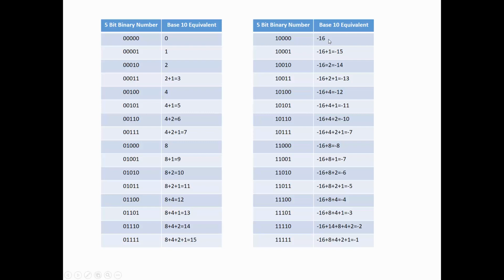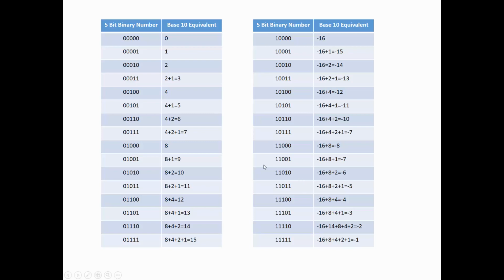The way two's complement works is that the leftmost bit takes on the negative value of that column. So the 5th position from the right is normally 16, 2 to the 4th. In this case, it takes on a negative 16. So when we go to the next one, we add 1 to that. Negative 16 plus 1 gives us negative 15. Negative 16 plus 2 is negative 14, and so on and so forth.